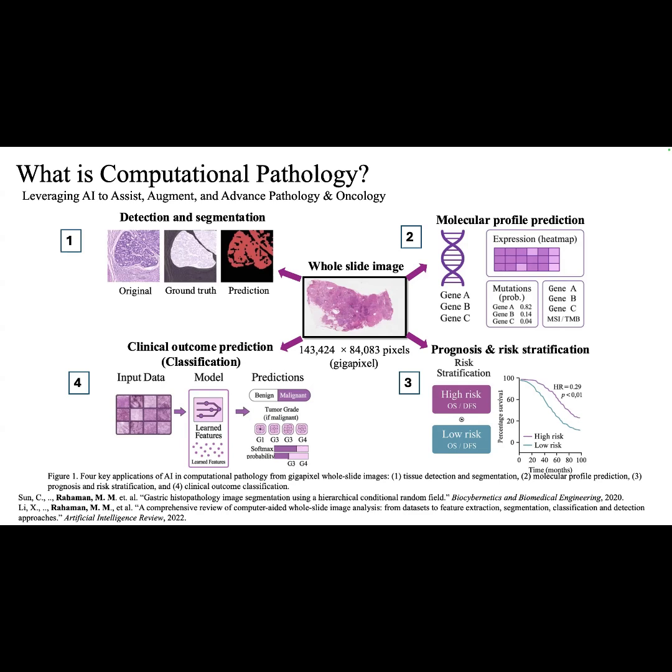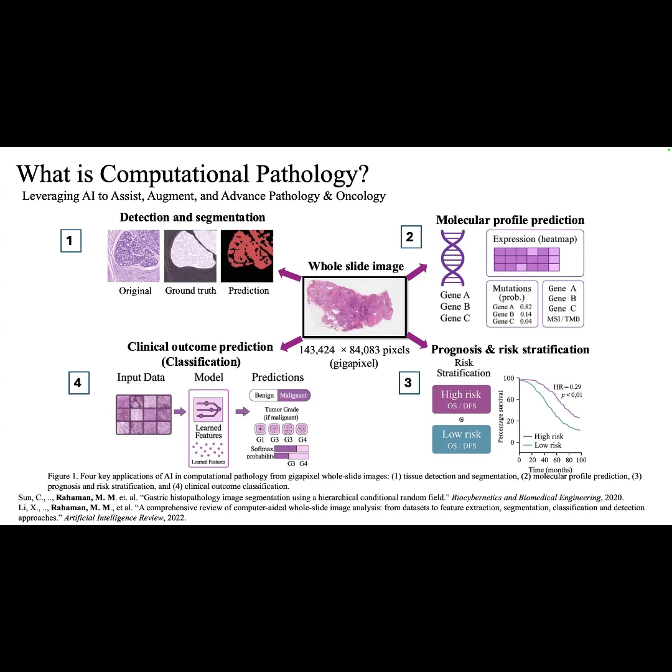Second, molecular profile prediction. AI can predict gene expression patterns, genetic mutation, molecular subtype directly from the tissue morphology. Third, prognostic and risk stratification. We can classify patients into high risk versus low risk groups and do survival analysis. This helps clinicians make informed treatment decisions based on predicted patient outcome.